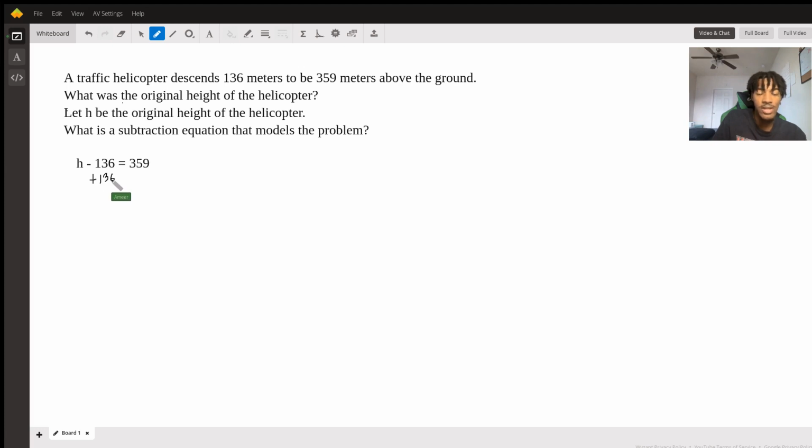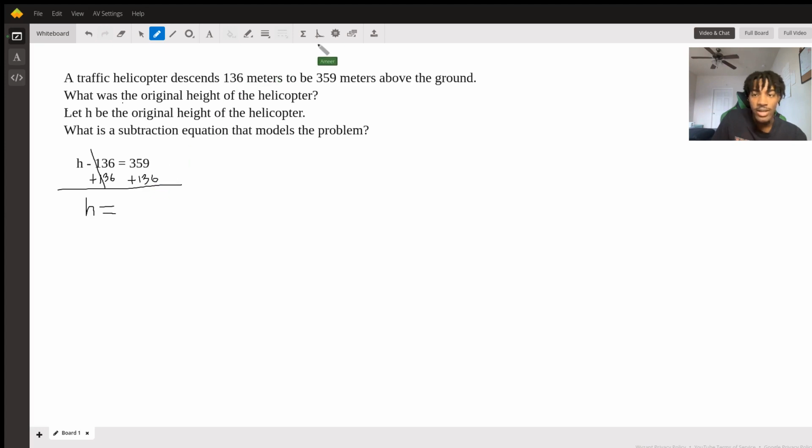And whatever you do to one side of the equation, you do to the other side of the equation. You always have to compute the same steps on both sides of your equation. So now we're going to add 136 on both sides. Let's draw our line. This cancels out to 0. H is now the variable left by itself. And now we have 359 plus 136.